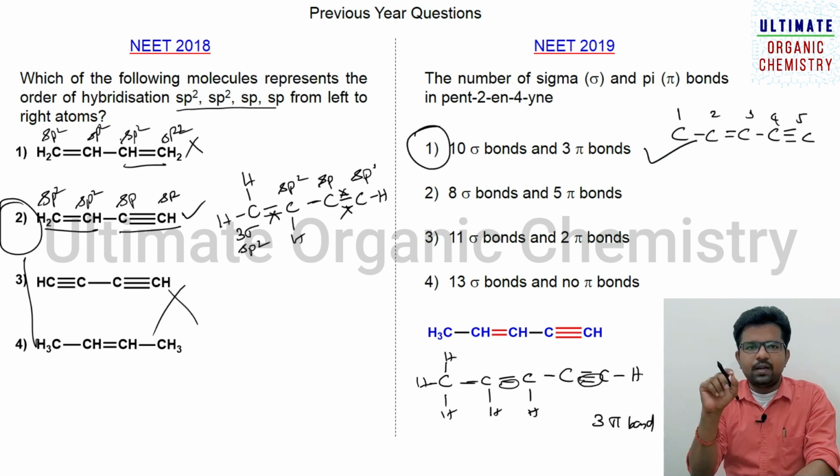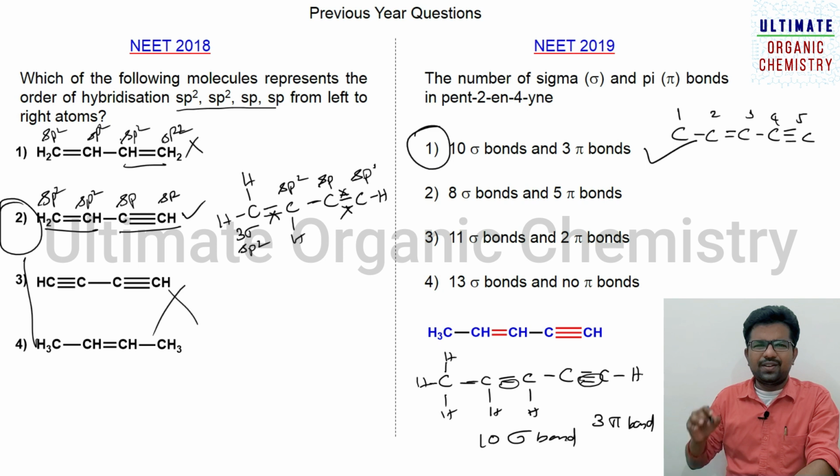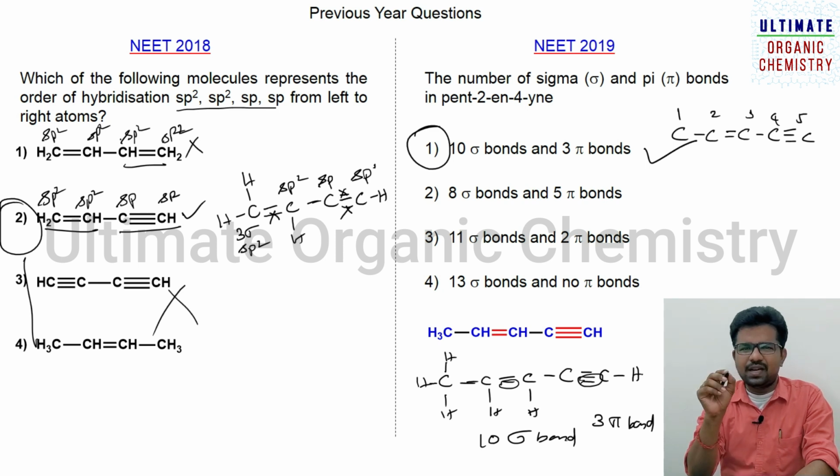So that's it, over. But if you want a proper explanation, you check here 1, 2, 3, 4, 5, 6, 7, 8, 9, 10. There are 10 sigma bonds. So without knowing any formula or shortcut, if you write the structure properly, you are going to get the answer.